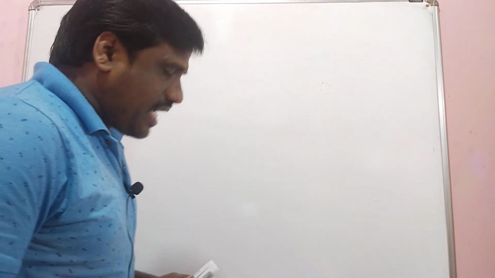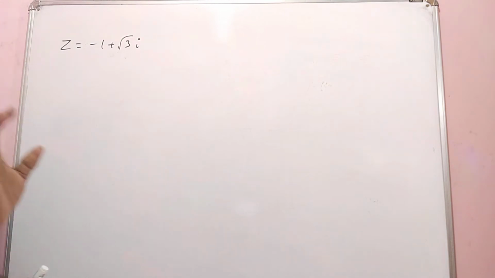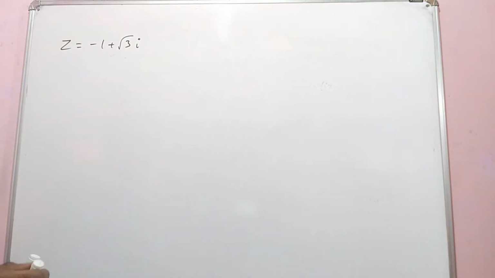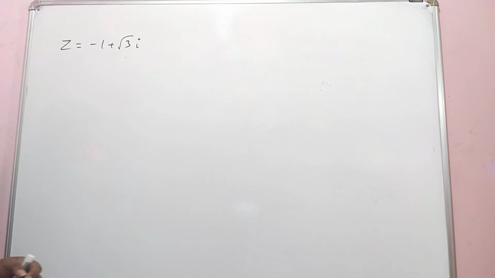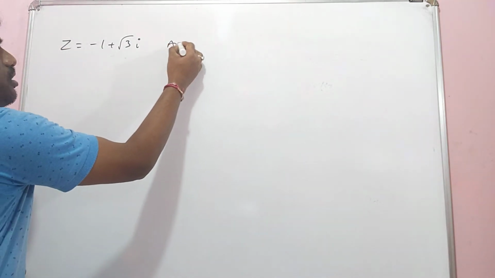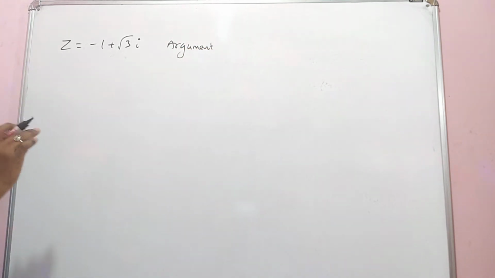Students, good morning. Today I explain the argument of a complex number. For those who have not understood, I am specially making this video to explain the argument of the complex number. Here z is equal to -1 plus root 3 iota, and you have to find the argument of this complex number. I am going to explain how to find this.